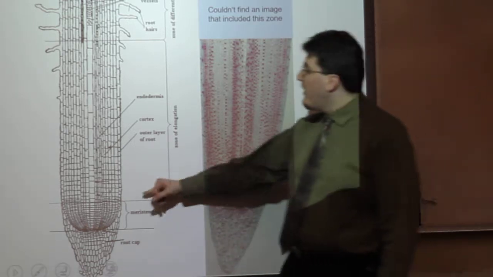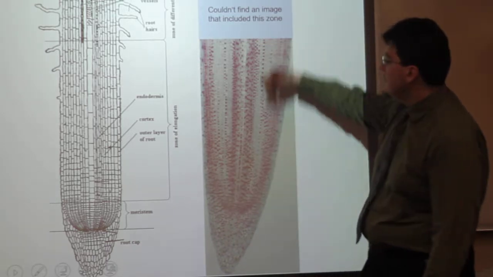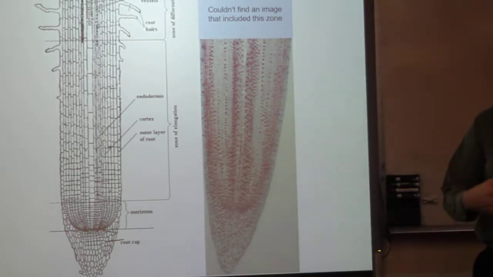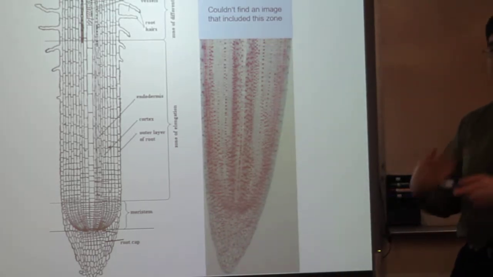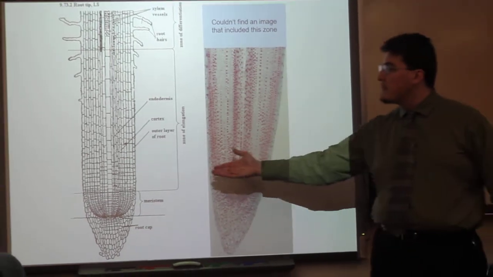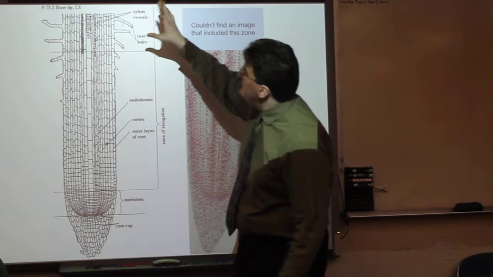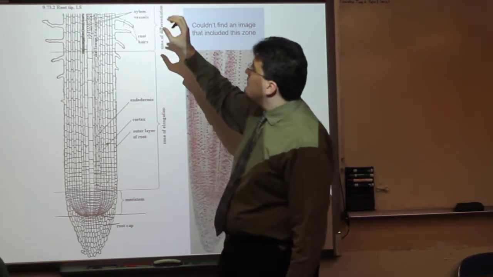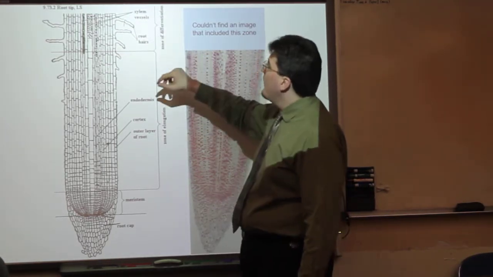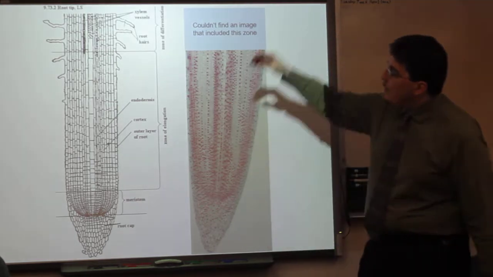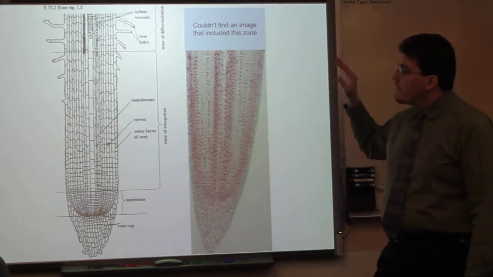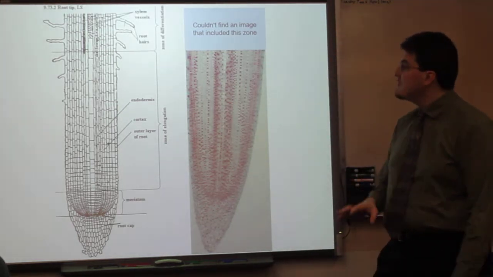We can also see our zone of elongation. This is a zone where the cells themselves will elongate as they divide and differentiate from the meristem region. And we can also see in the drawing our zone of differentiation, where our different cells will turn into our different types of tissues.